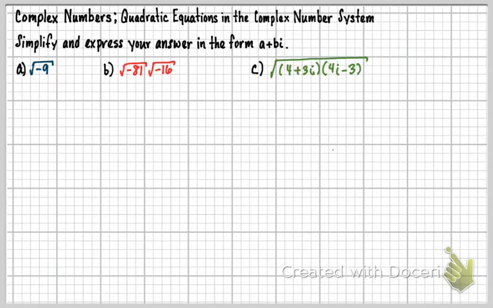This says simplify and express your answer in the form a plus bi. So now these problems, we have to use a different property. Anytime I see a square root of a negative number here, I write i times the square root of whatever the number is, because it's equivalent to that. So this negative here, I treat as a -1.